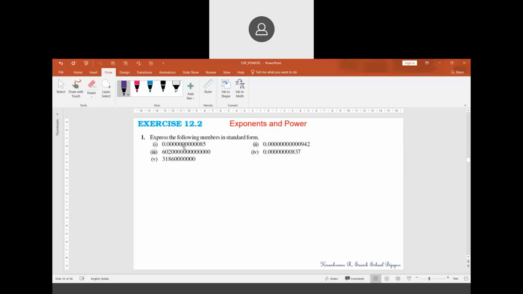It is 11, so 8.5 into 10 to the power minus 11. From here I need to count 1, 2, 3, 4, and so on, so it is minus 12. 8.5 into 10 to the power minus 12. Yes. How about the second one here?